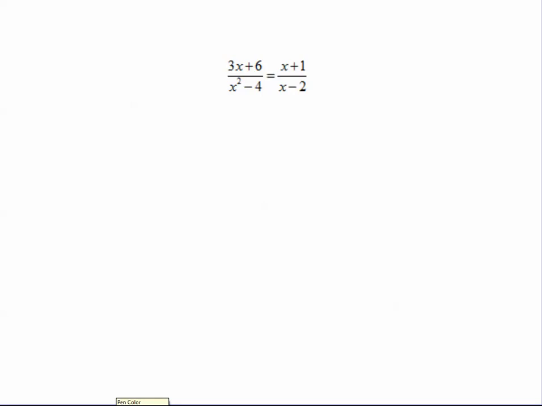If all your denominators are not factored all the way, you need to do that. This is x squared minus 4. X squared minus 4 is the difference of squares, which we have run into a lot. That's x minus 2 times x plus 2. Okay? So you have to make sure your denominators are factored all the way to build the LCD.